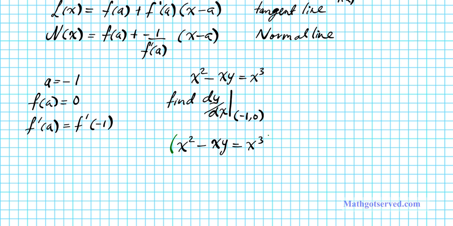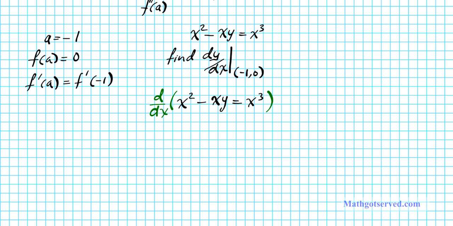So let's find d/dx of this entire equation. Now if we do so, we're going to have derivative of x squared is 2x. If you differentiate x, it's just 1. dx cancels out. So we have that minus. Now we have to use the product rule here. We already went over that. So this is u and this is v. So we're going to use the product rule. Let's write that on the side here. (uv)' is equal to v u' plus u v'.